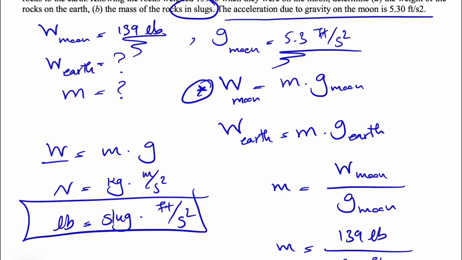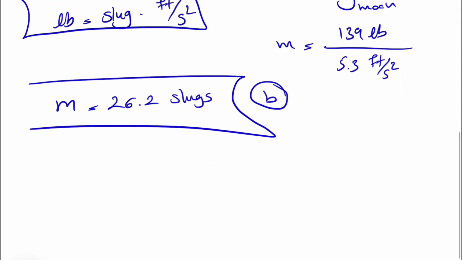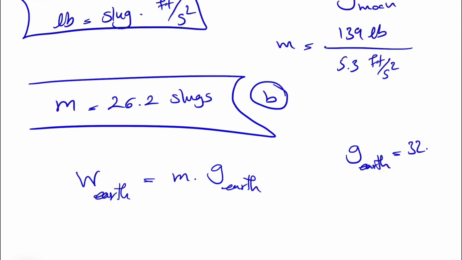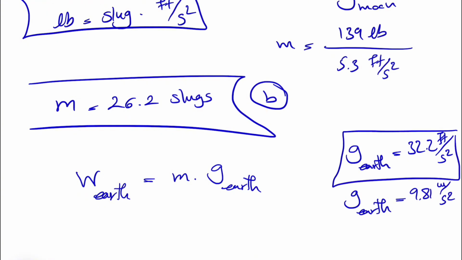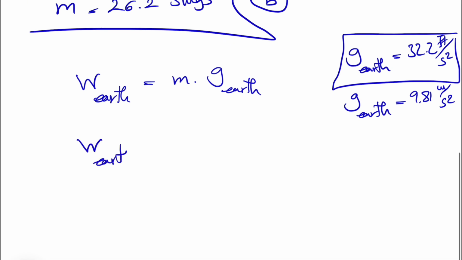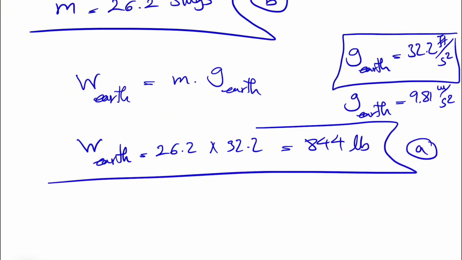So that was the B part of the question where we needed to find the mass, and in the A part we have to find the weight of the rock on the Earth. Now that we have the mass, it's pretty easy to find the weight of the rock on Earth, which is mass times acceleration of gravity on Earth. We know that the acceleration of gravity on Earth is 32.2 foot per square second, and the other unit, based on meter per square second, would be 9.81 meter per square second. But as I mentioned, we are dealing with these units here. So the weight on the Earth would be the mass, which is 26.2 slugs, times 32.2, and that's going to give us 844 pounds, and that would be the weight of the rocks on the Earth.